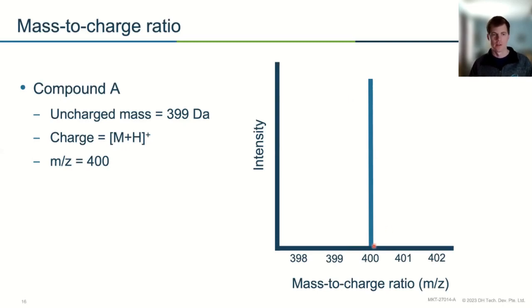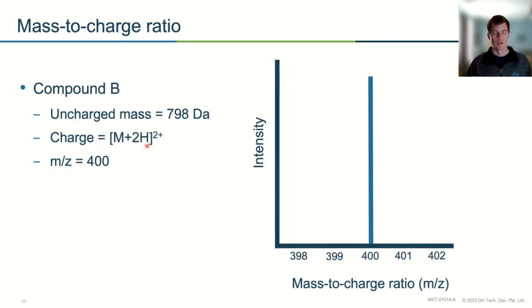It's very, very common. I would say in pharmaceuticals, environmental contaminants, and food contaminants, you'll mostly see that M plus H charge. There are plenty of other ones, and I think Carl gets into a lot of that in part 3 of this series. But what happens if we have compound B and its uncharged mass is 798 Daltons?